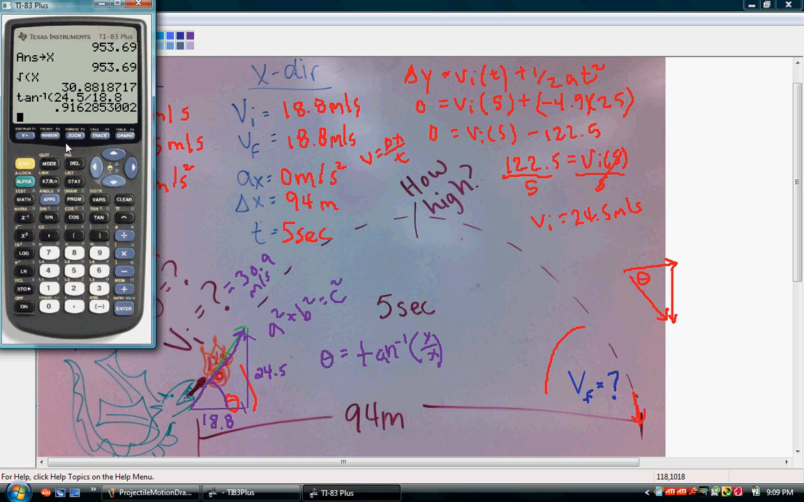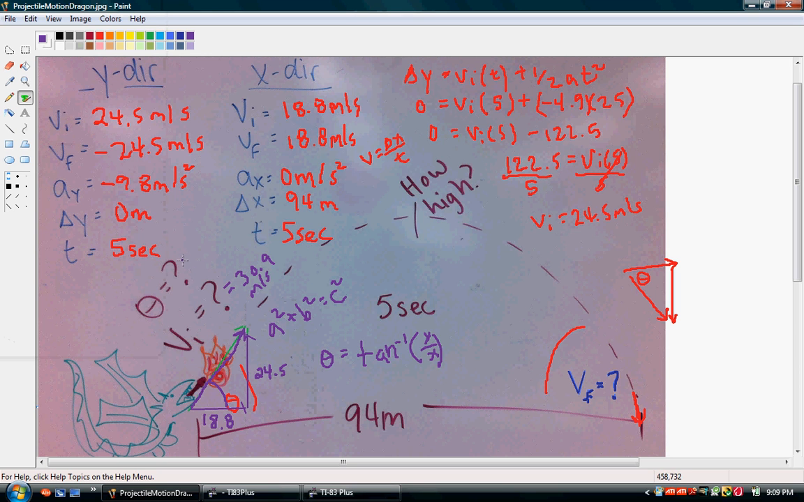And we get, I'm getting a really small number, and that doesn't seem right to me. So I know that I need to go and check my mode, make sure I'm in degree mode, which I wasn't. So I need to redo this, 24.5 over 18.8, and I get 52.5 degrees.